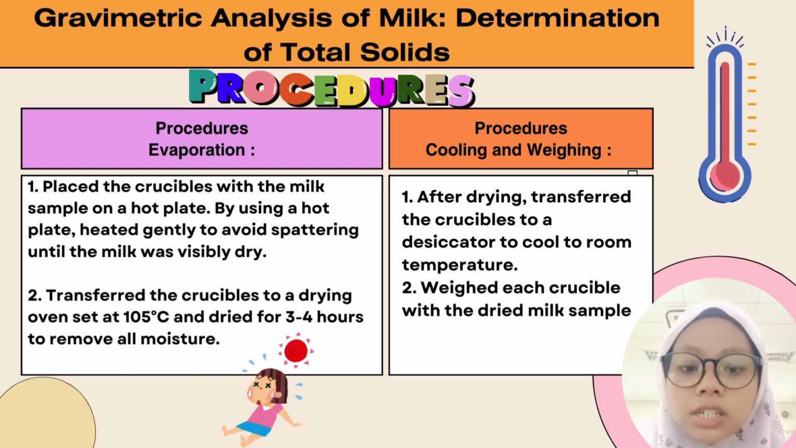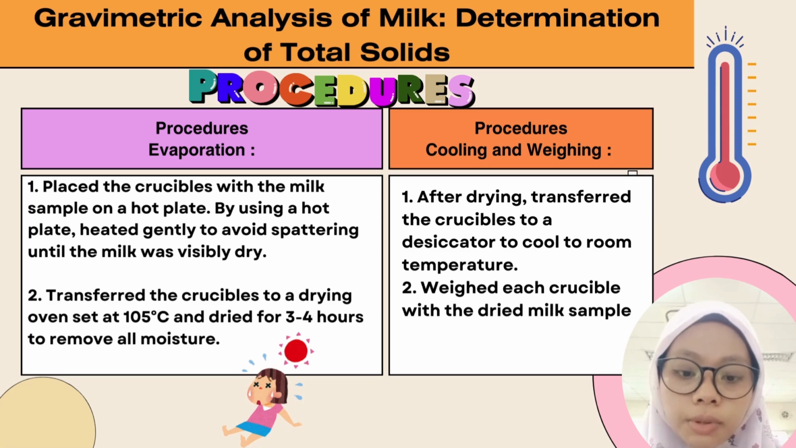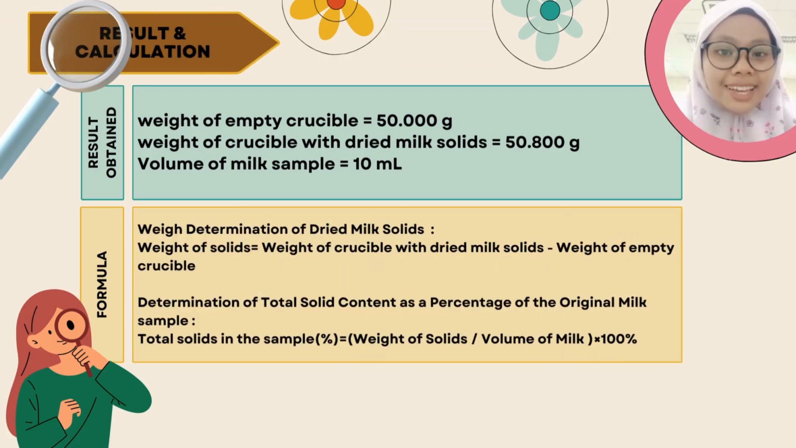The last procedure is cooling and weighing. After drying, transfer the crucible to a desiccator to cool to room temperature and weigh each crucible with the dried mixed sample. So, let's go to the result and calculation. For the result obtained, the weight of the empty crucible is 50 gram and the weight of the crucible with dried mixed solids is 50.800 gram, and the volume of mixed sample is 10 ml.